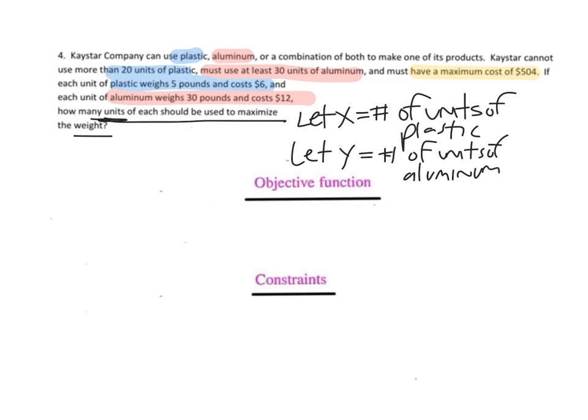Now for the objective function, what you always do is you always look for the words maximum or minimum. Usually in the problem, they'll indicate whether you're trying to maximize or minimize, because that's what the process of linear programming is all about, maximizing or minimizing. And here it says you want to maximize the weight. So I'm going to first try to write an objective function which talks about the weight. And I'm going to get that information right here.